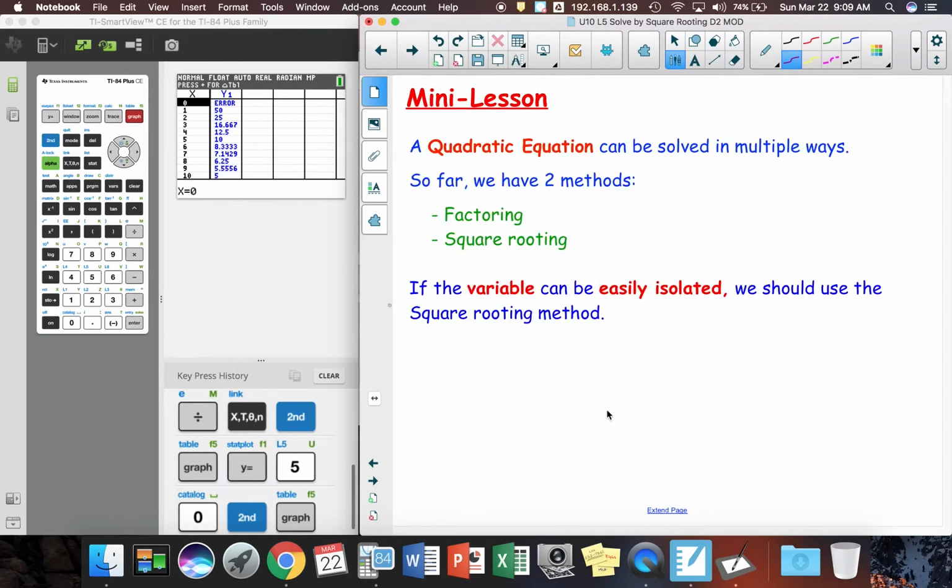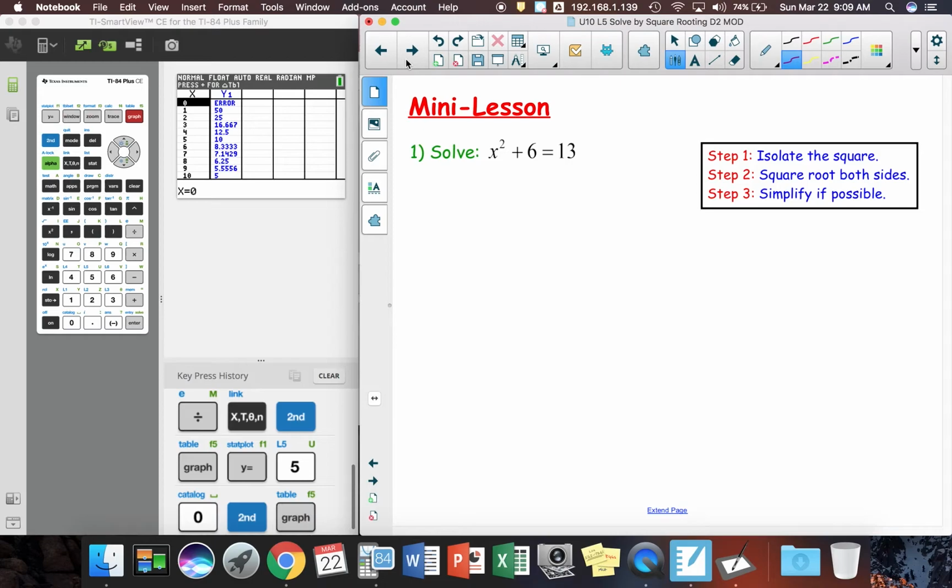So, a quadratic equation can be solved in multiple ways. So far, we've learned how to factor, and today we're going to learn how to use square roots. If a variable is easily isolated, then you should use a square rooting method. So what that means is that we only have one x, so it's going to be something like x squared equals 16. And this one's pretty easy to solve. Let's take a look at the first example.